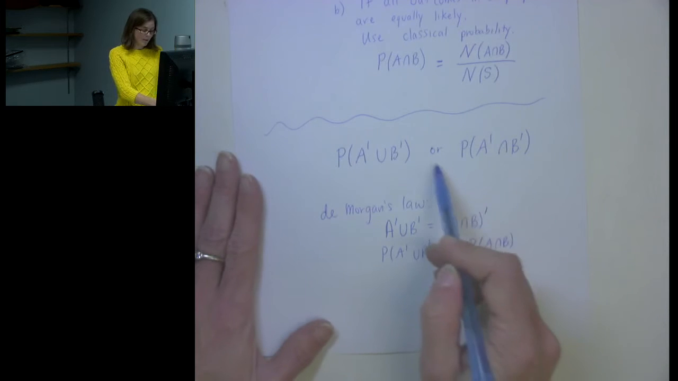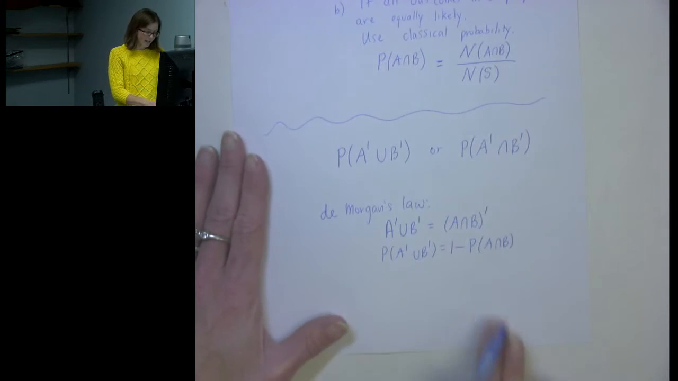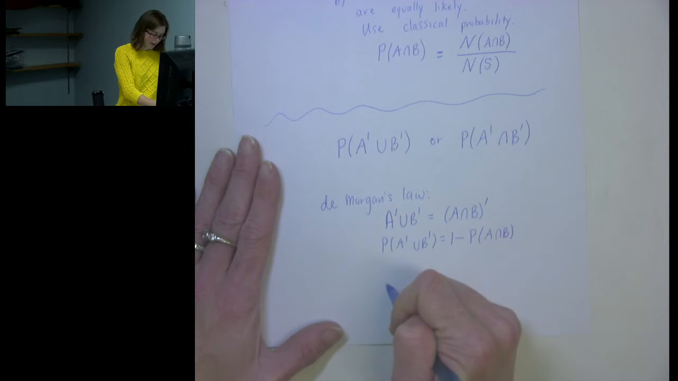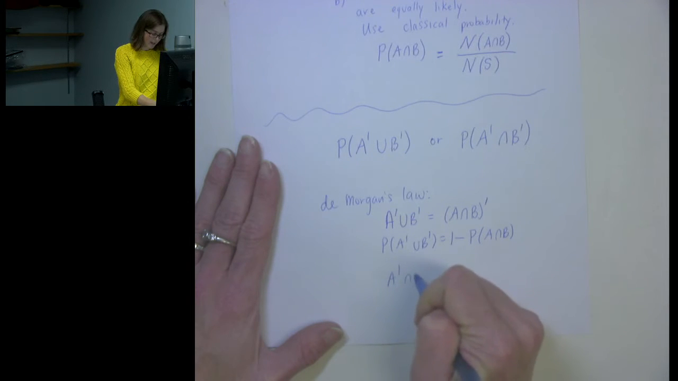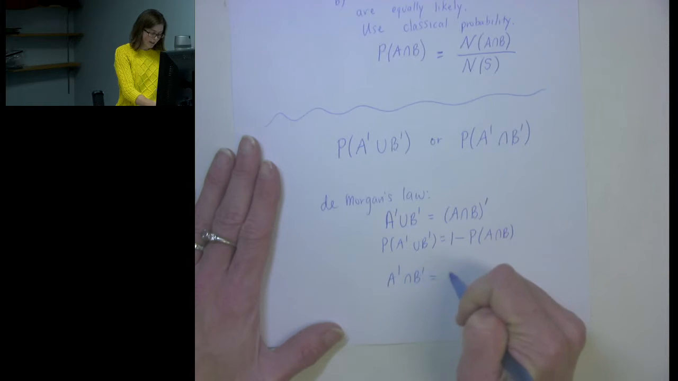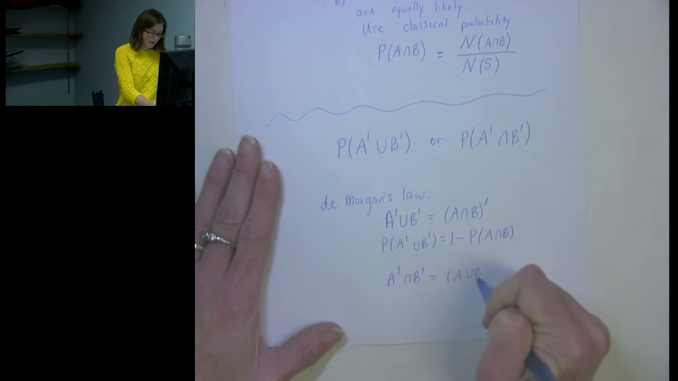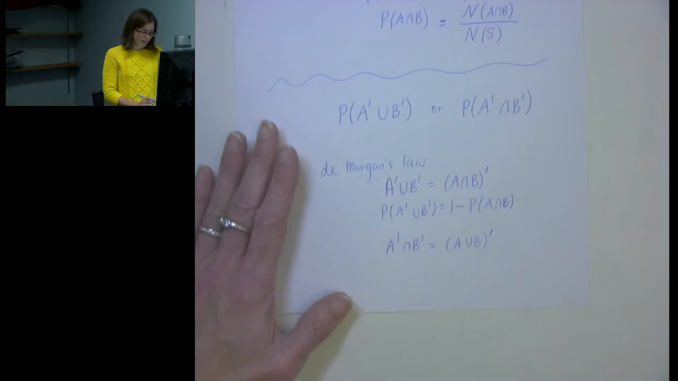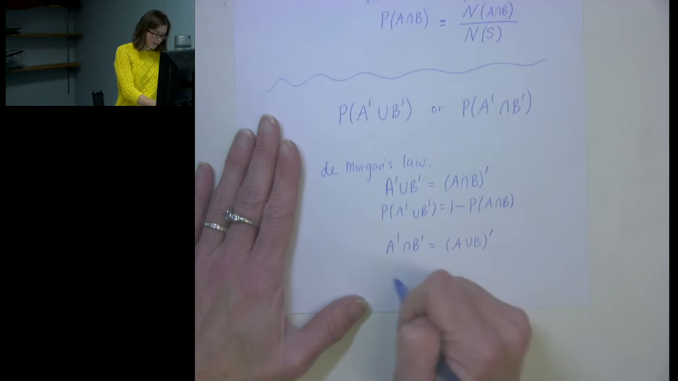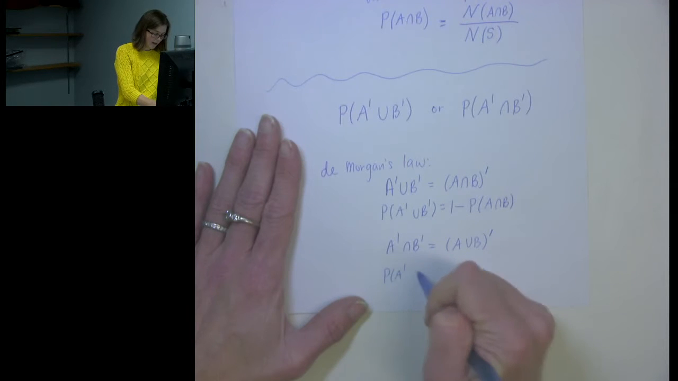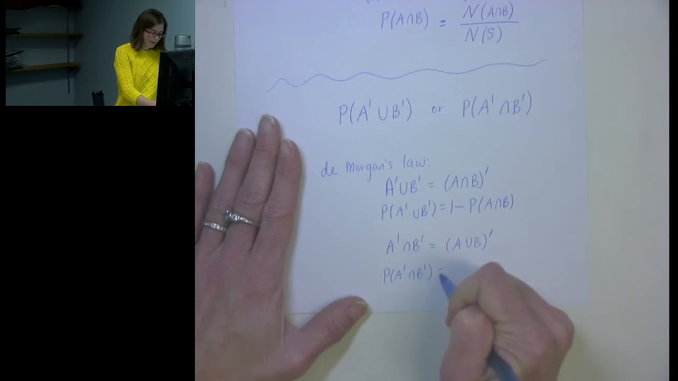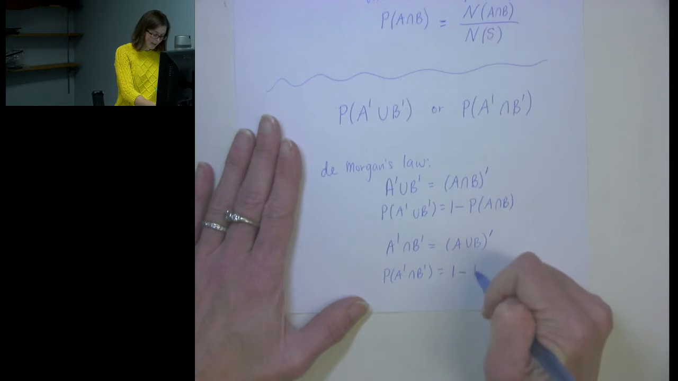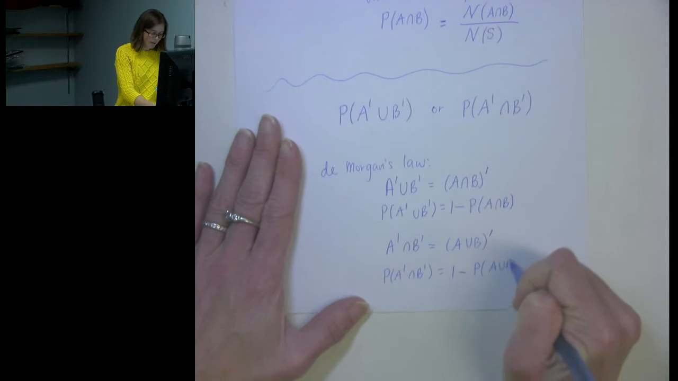And similarly, if I'm trying to find the probability of the intersection, De Morgan's law tells me that A complement intersect B complement is equal to A union B complement, so the complement of A union B. So when I want to find the probability of this intersection of A complement and B complement, it's often easier to find 1 minus the probability of A union B.